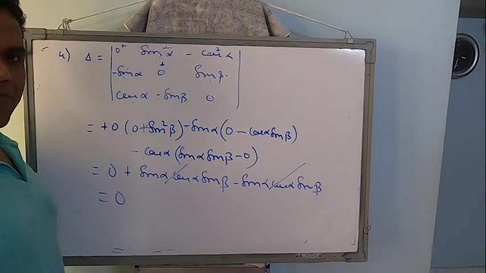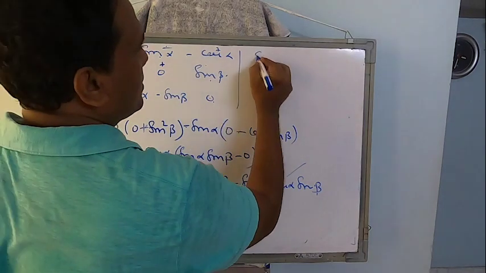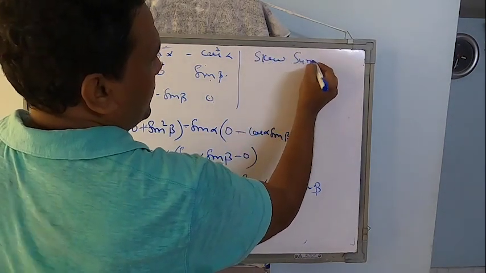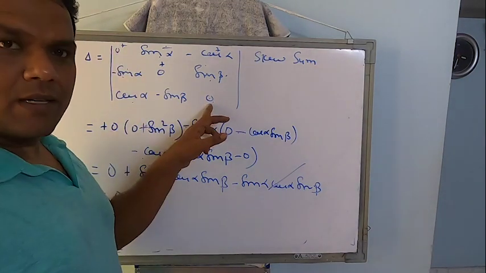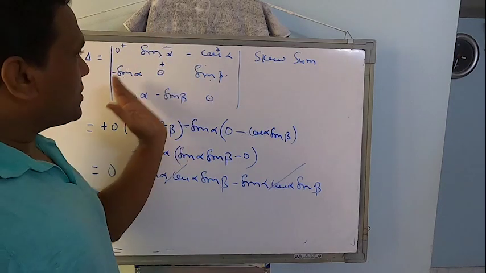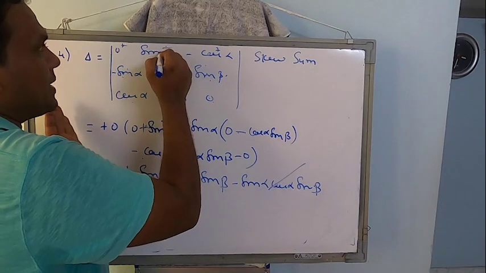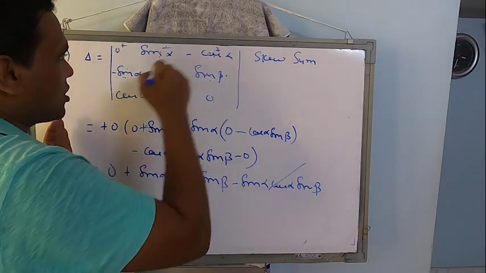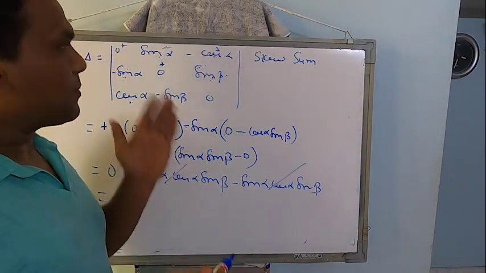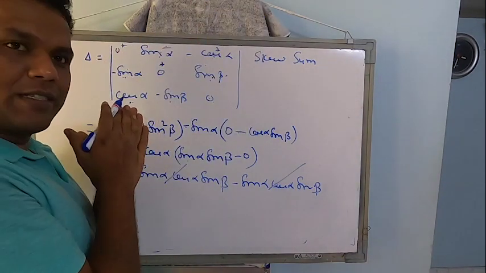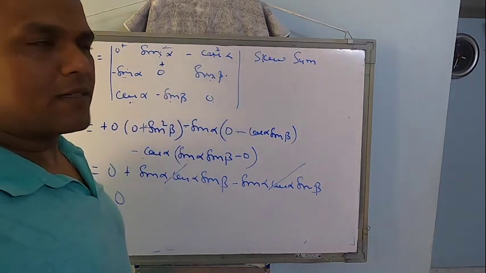The value is 0. But if you are good enough, we have studied something called skew symmetry. There I told you how to recognize a skew symmetry. Quite simple. All the diagonal elements are 0, right? And on both sides of the principal diagonal, the same elements appear with opposite sign. So this is sin alpha, this is minus sin alpha. This is minus cos alpha, this is plus cos alpha. This is sin beta, this is minus sin beta. Same elements with opposite sign. That means if I fold it, they should coincide with opposite sign. That is the way to recognize a skew symmetric matrix, right?